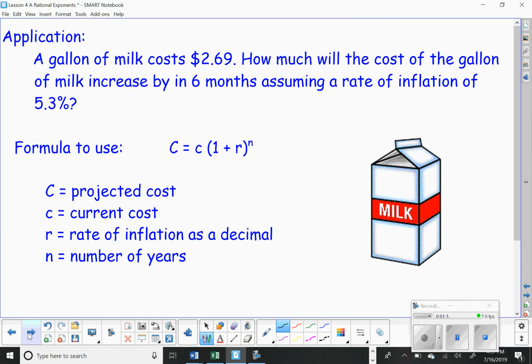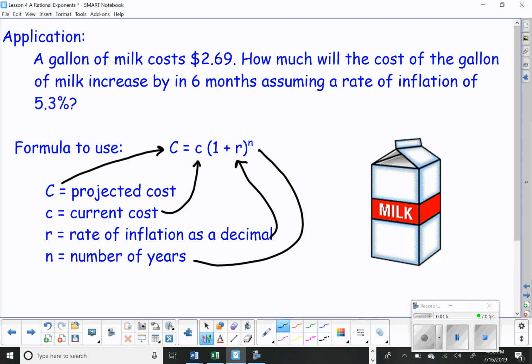Now, an application. I'm sure you all are saying, why would we ever use fractions and exponents? Well, here's one. A gallon of milk costs $2.69. How much will the cost of the gallon of milk increase by in 6 months, assuming a rate of inflation of 5.3%? Here's the formula that you'll use. Big C is your projected, future cost. Little c is your current cost. R is the rate of inflation as a decimal, and n is the number of years.